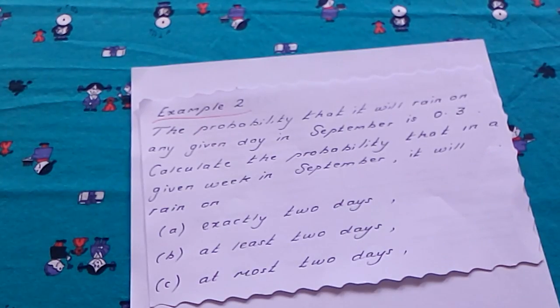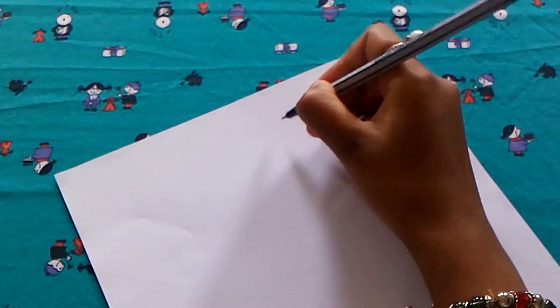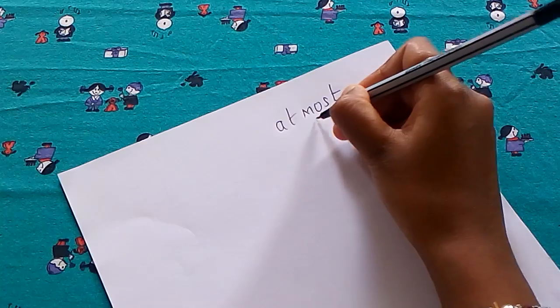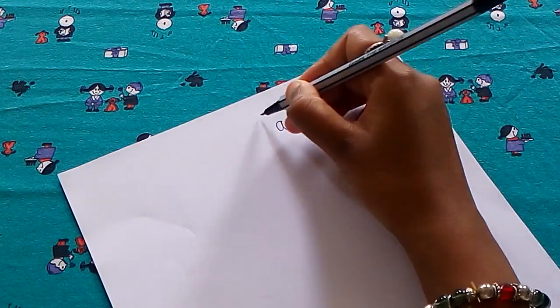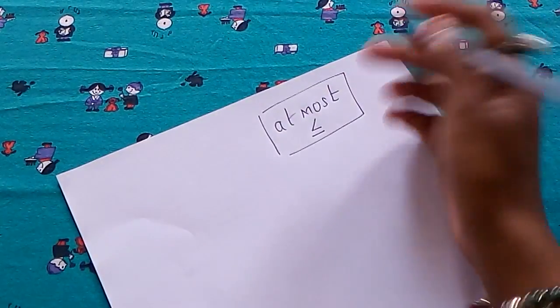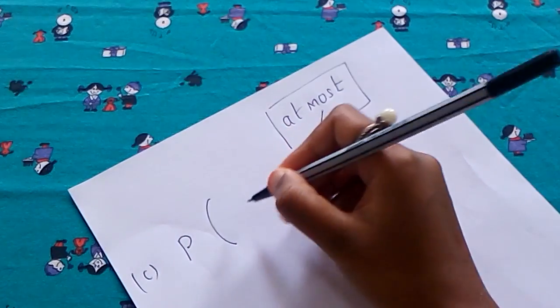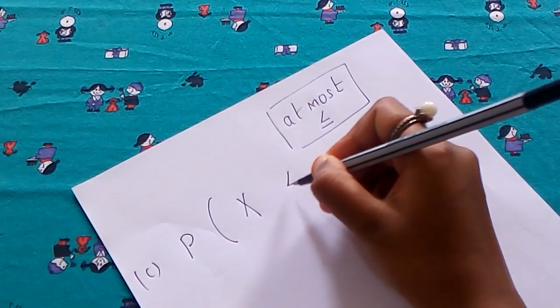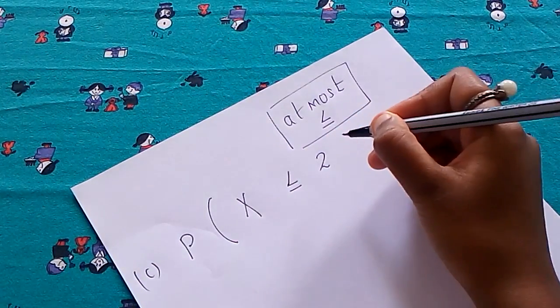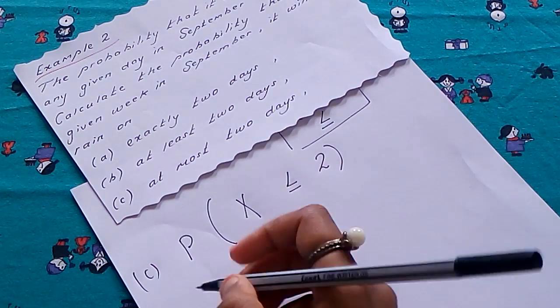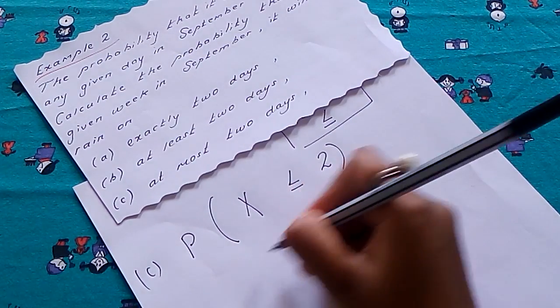Part C is at most 2 days. Now this time it says at most. Now what does at most mean? At most means less or equal to. Okay, so part C we have probability of X is less or equal to 2. It means less or equal to 2. It means we need to take what?